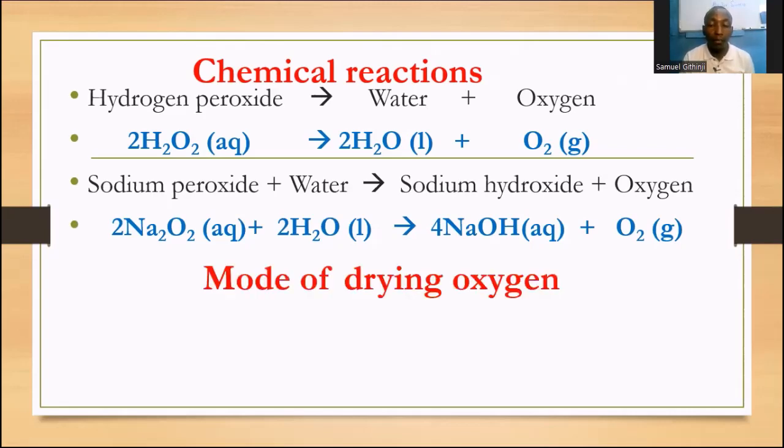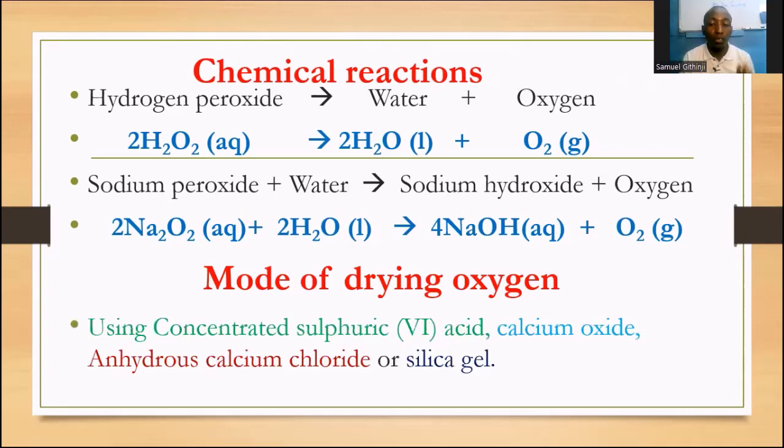How do we dry oxygen? We can use concentrated sulfuric acid. I can also use calcium oxide. I can use anhydrous calcium chloride or even silicate. So there's no limitation with oxygen or this drying agent. The four of them, as we mentioned earlier, will work.